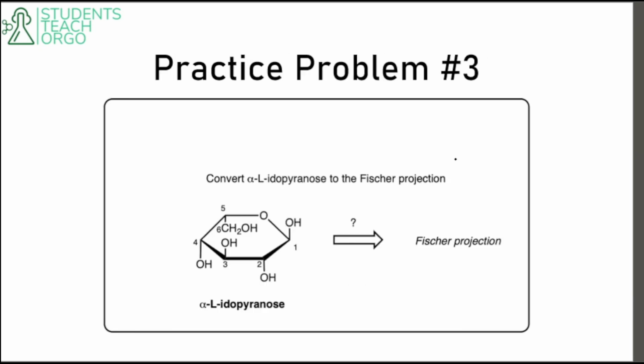Well, that was actually my answer slide, but oh well. Okay, so practice problem number 3. Convert alpha L idopyranose to the Fischer projection. So this is actually, we're going from the Haworth to the Fischer. So I want you to give this a try.